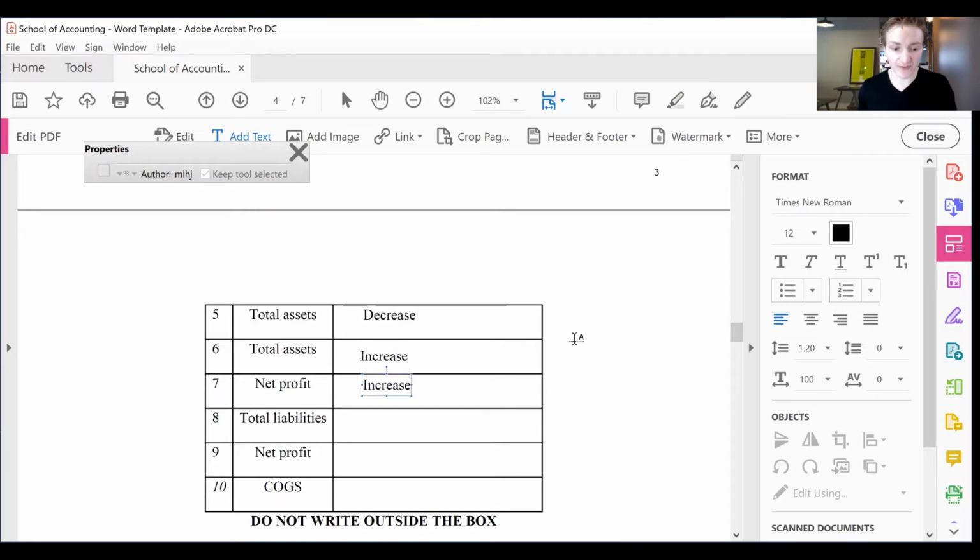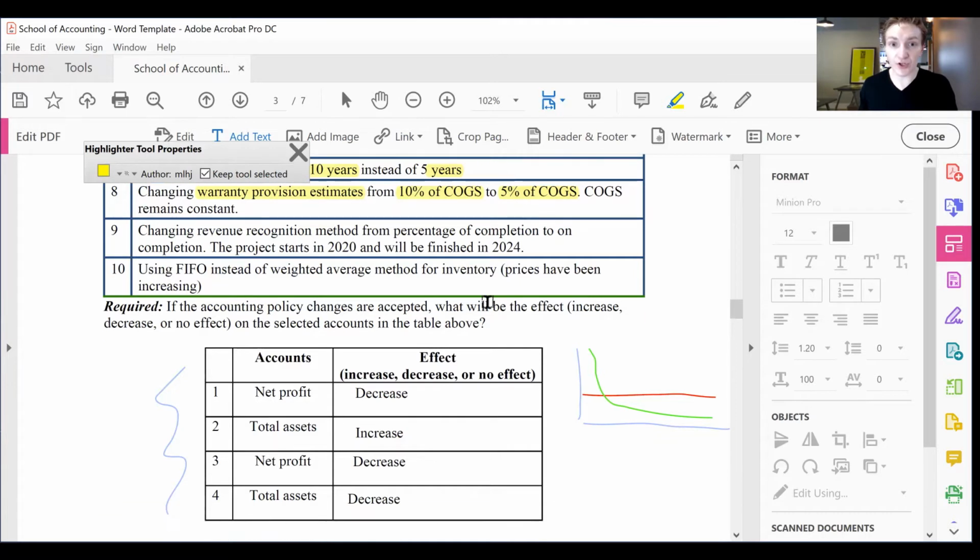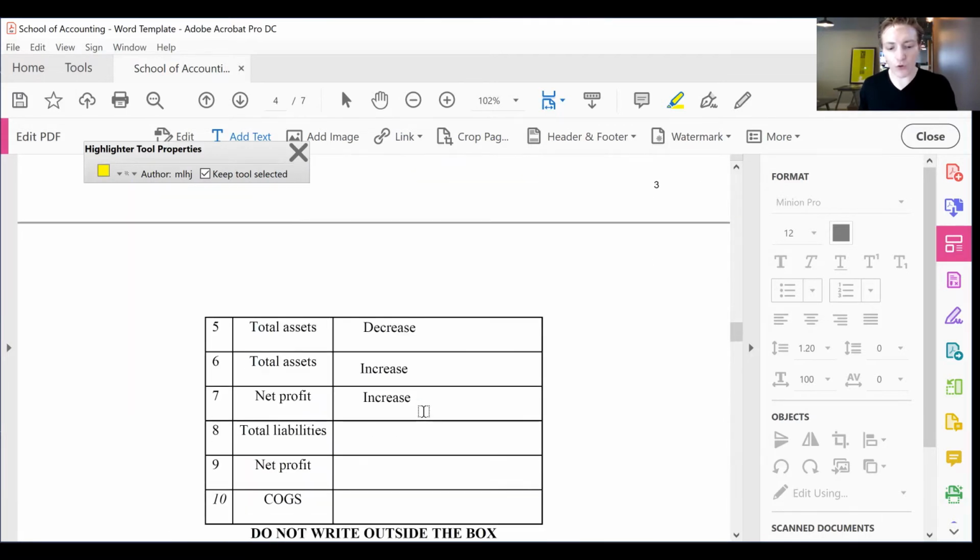The next one we're asked about is what is the impact of changing the warranty provision estimates from 10% of COGS to 5% of COGS, with COGS remaining constant? Well, when you have warranties, the basic way this would work is you'd have a debit warranty expense, credit provision for warranty. So if you're moving your warranty amount from 10% of COGS to 5% of COGS, that's going to decrease your warranties here. If that's the case, you would ultimately decrease your liabilities and you would decrease your warranty expense. So therefore, what we'd end up with is a lower or decreased total liabilities.